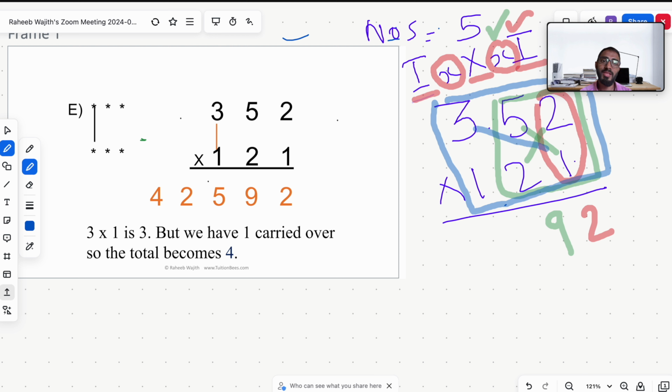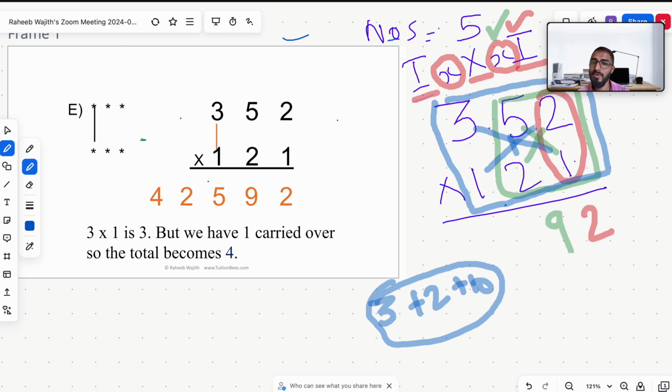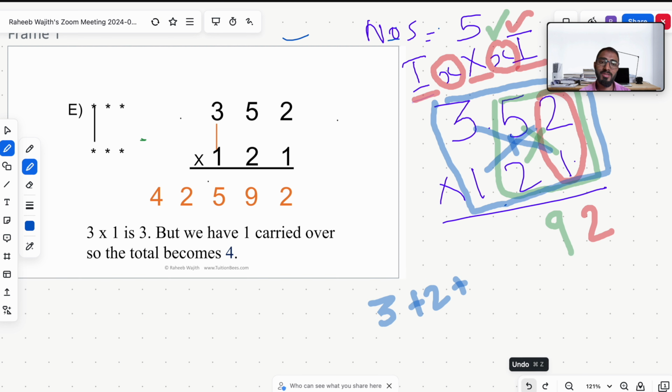We cross multiply 3 into 1. You could write here 3. 2 into 1 is 2. 5 into 2 is 10. We don't have anything to carry. So I'll write it very clearly here, since the 10 is not visible.